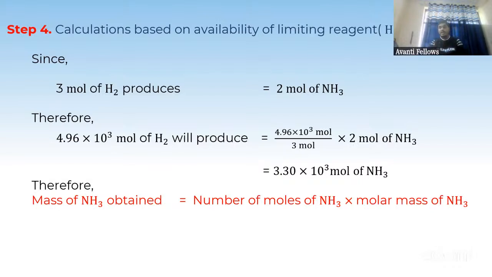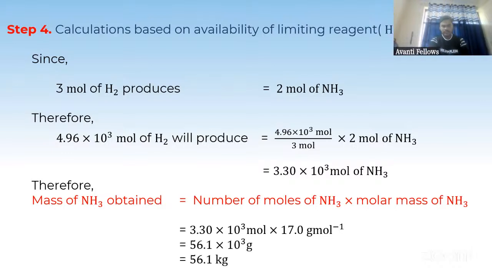Now, in terms of mass, how will you calculate? The mass of NH3 obtained is just the number of moles multiplied by the molecular mass. So the moles is 3.30 into 10 raised to the power 3, multiplied by the molecular mass, that is 17. So the value comes out to be 56.1 kg. So 56.1 kg is the correct answer. I hope this is clear to everyone.